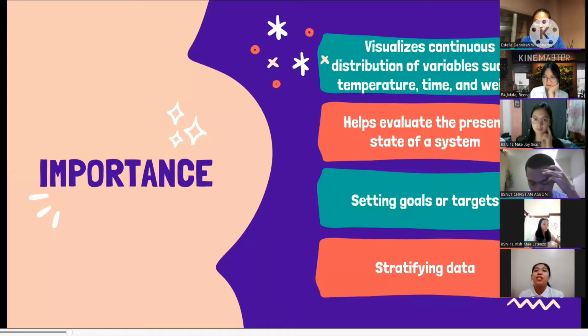And as for its importance, we have here first, it helps visualize continuous distribution of variables such as temperature, time, and weight. Also, it helps to evaluate the present state of a system, and it helps in setting goals or targets as well as stratifying data. Next slide, please.